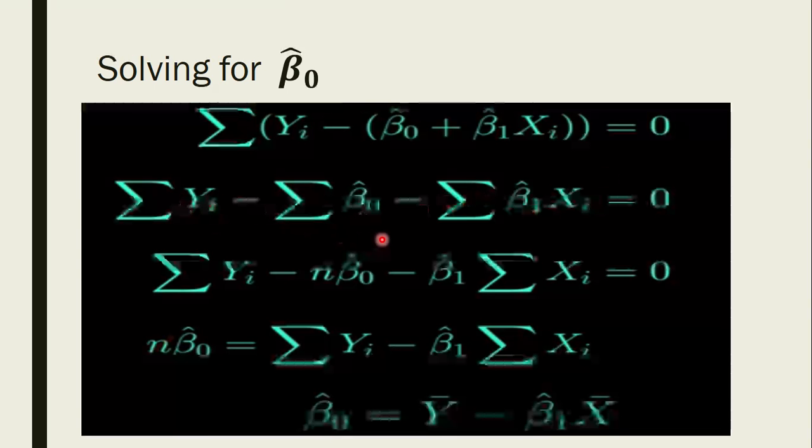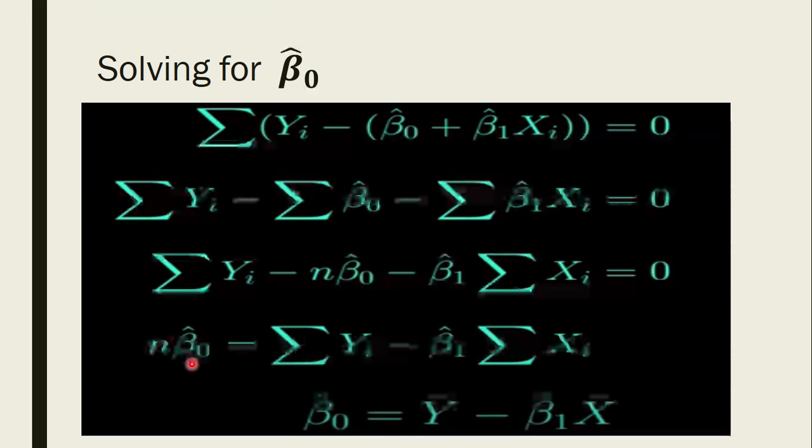These values here. The sum of beta naught hat from 1 to n turns into n times beta naught hat, and beta 1 hat comes out of the summation, and in its terms now we isolate the n beta naught hat here. We get this by dividing both sides by n. We get this.